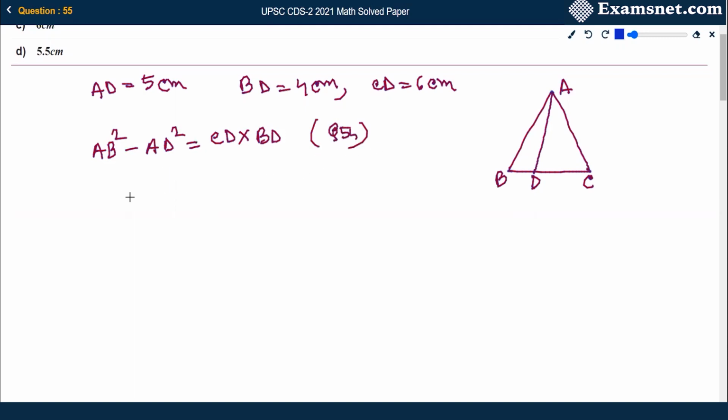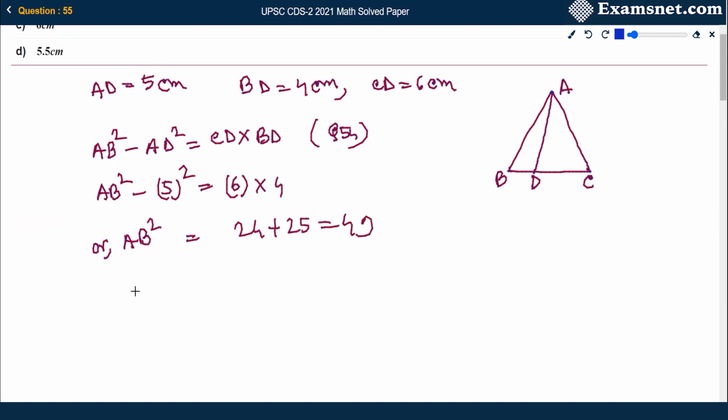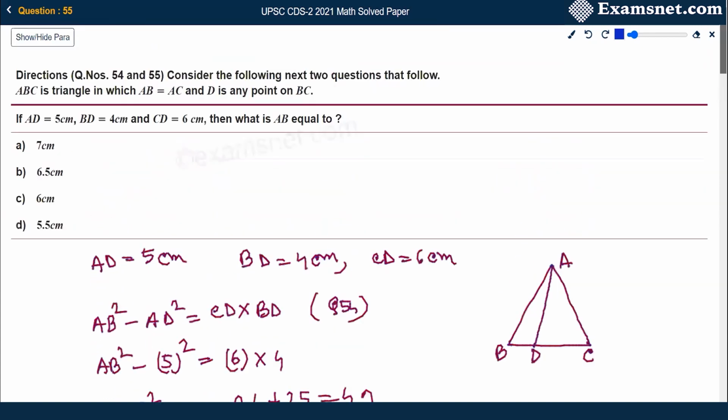Remember that. Now we can put all those values here. AB square minus 5 whole square equals 6 multiplied by 4. AB square equals 24 plus 25, 49. So AB is 7 centimeter. We are asked to find the value of AB, which is 7 centimeter. Option A is the correct answer here.